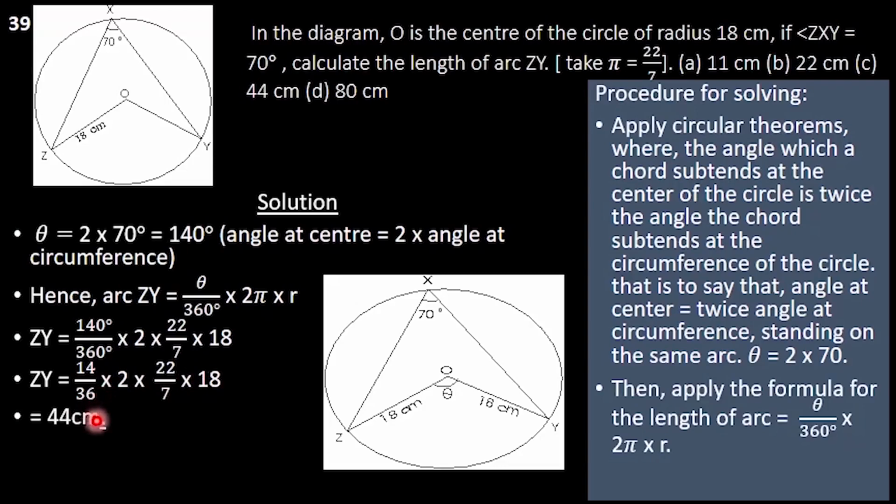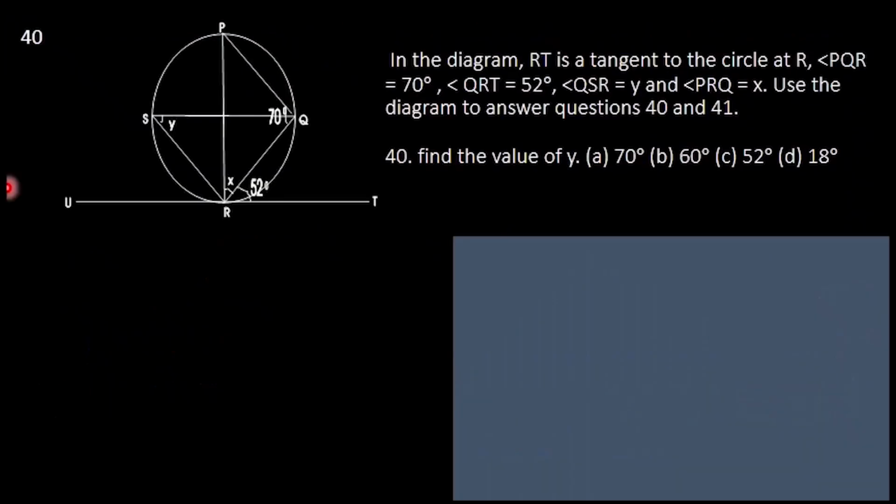Question 40. In the diagram, RT is the tangent to the circle at R. Angle PQR is equal to 70 degrees. Angle QRT is equal to 52 degrees. Angle QSR is equal to Y. And angle PRQ is equal to X. Use the diagram to answer questions 40 and 41. Question 40 now. Find the value of Y.